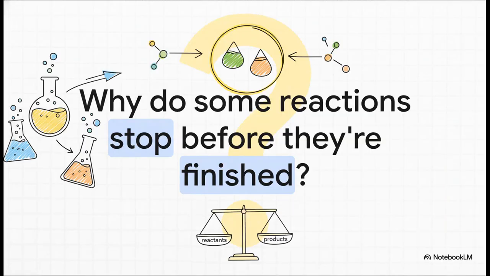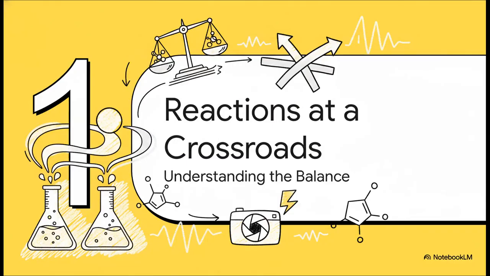All right, so let's dig into the central puzzle. You mix some chemicals together and you're expecting them all to turn into your final product, but sometimes the reaction just stops. What's going on? Well, it's because most reactions are actually reversible. It's like a constant tug of war between the ingredients you start with, the reactants, and the stuff you end up with, the product.